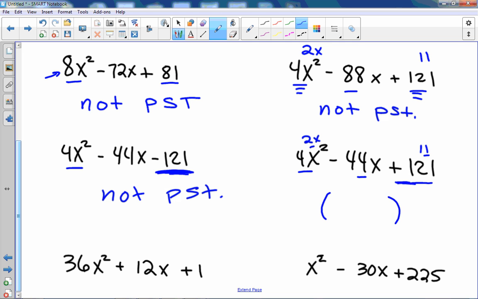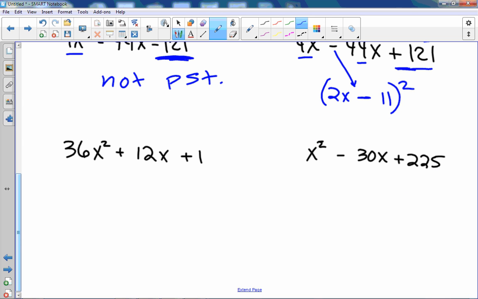So now, let's factor. The factor turns into a quantity squared, and we put the square roots down that we wrote above there, so 2x and 11, and then the sign that goes between them is whatever the first sign is. So I just take that first sign and bring it down, basically. So 2x minus 11 quantity squared. And of course, we can multiply that out if we wanted to check it, or we can use our shortcut to check it.